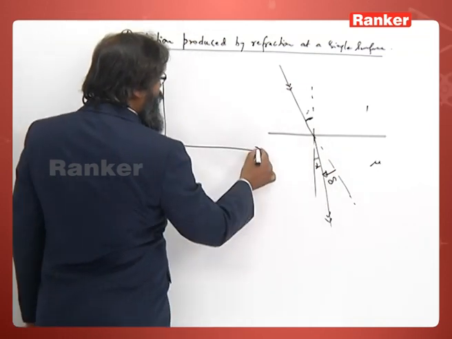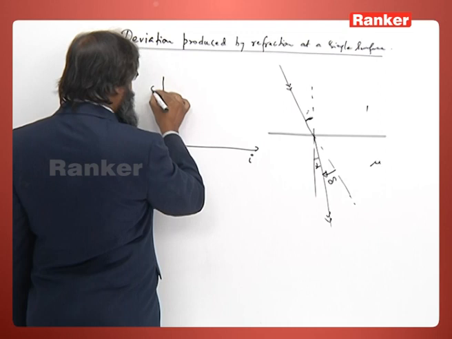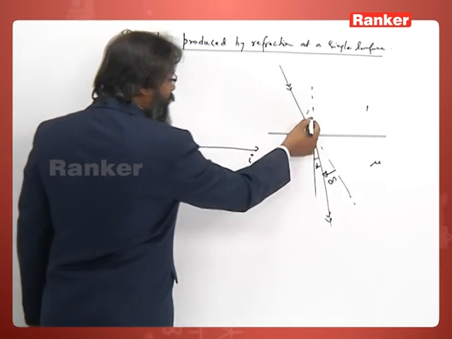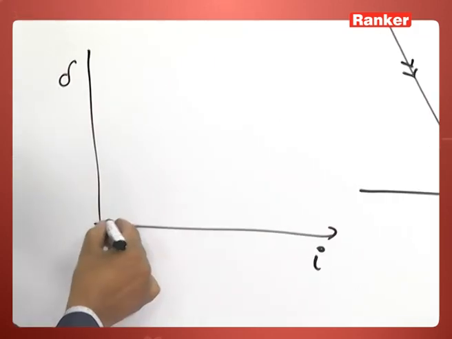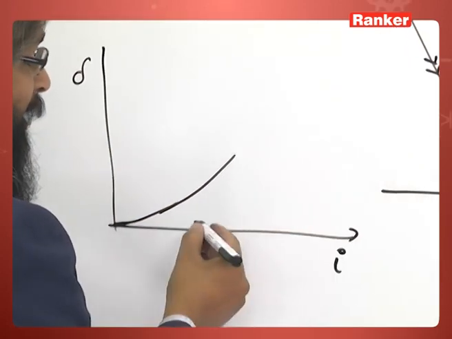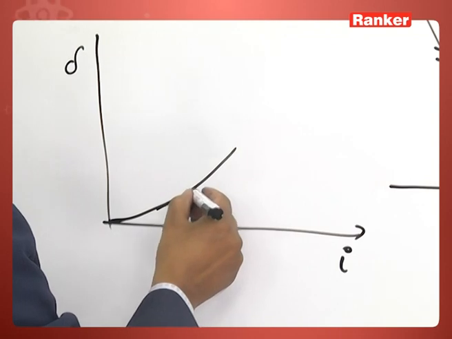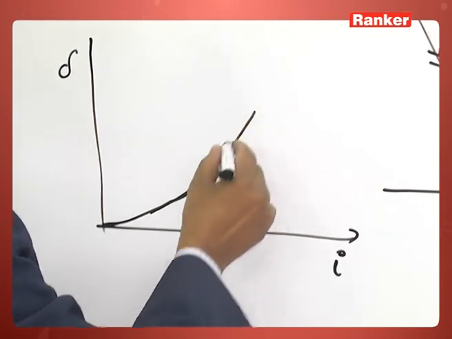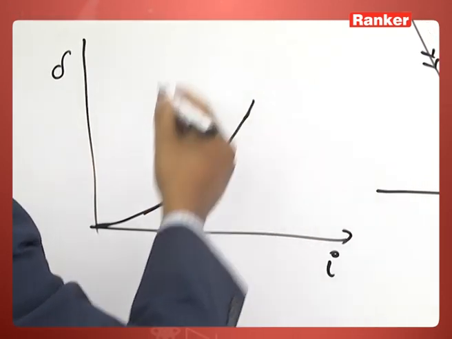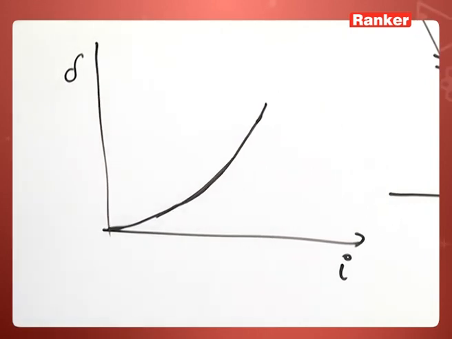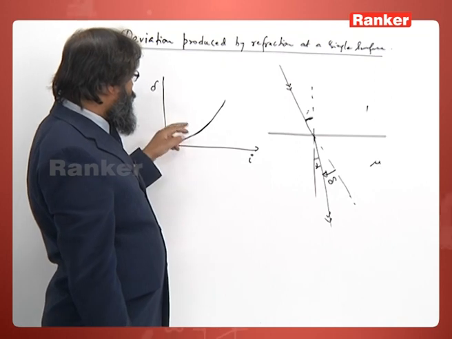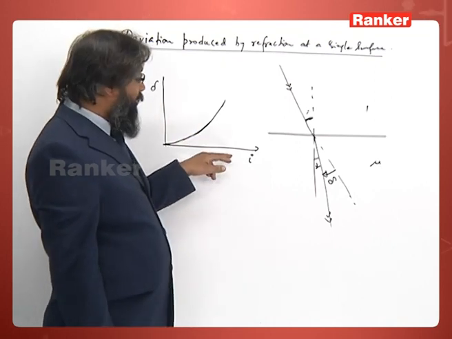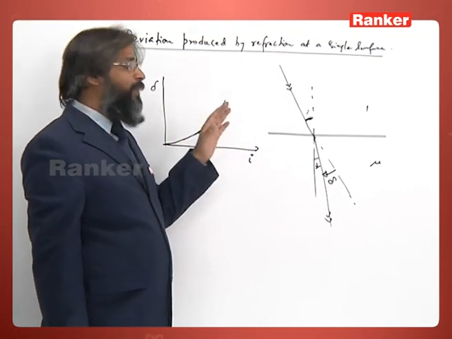So, if I plot I versus deviation, initially for 0 value of I, normal incidence, there is no deviation, but as I go on increasing the value of I, the deviation also increases. Non-linearly it increases like this. So, we will prove mathematically that deviation increases with increase in the angle of incidence.